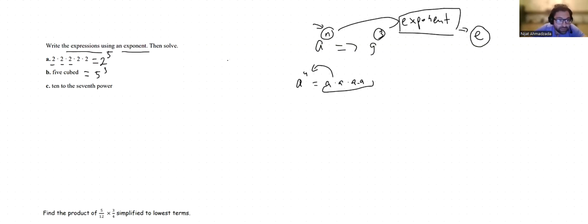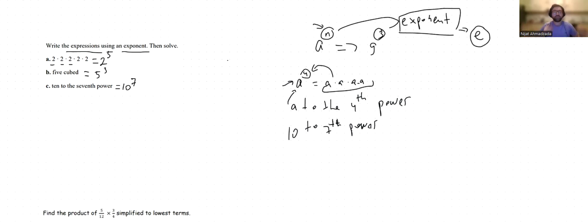That's it. Then the next one says 10 to the 7th power. So this is a to the 4th power. Okay, same idea. 10 to the 7th power, right? So same idea. a to the 4th is a, and then on the top you are writing 4. So for 10, on the top you are writing 7. That's it.